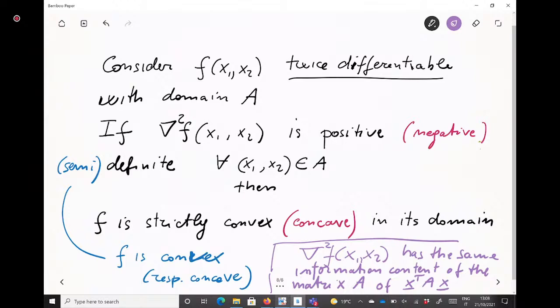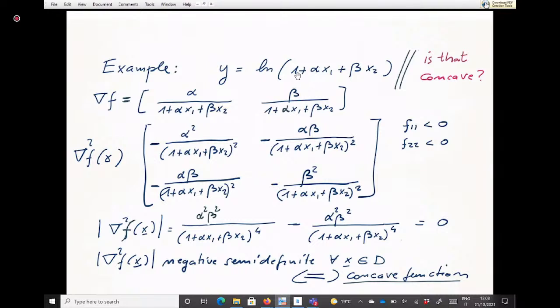Okay, but just look at this example. Look at this function. It is a function of two variables, 1 plus alpha x1 plus beta x2. Alpha and beta are positive. It's not written here maybe, but alpha and beta could also be negative, but I prefer to regard them as positive.